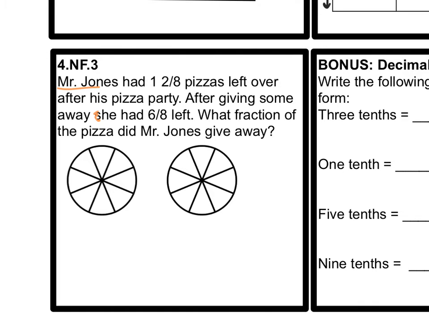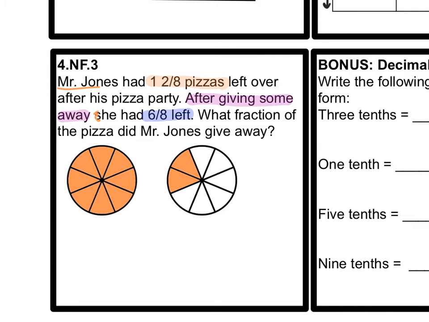So the problem first states that he had 1 2/8 pizzas. So I'm going to start by coloring in 1 2/8 pizzas. So I'm going to color in a whole pizza. And then I'm going to color in 2 out of the 8 pieces that are over here on the other side. Now, after giving some away, so here's the key here. We do not know how much he gave away, but we know that he was left with 6/8. So what I'm going to do is color in 6/8 and then see what's left over to see what he gave away.